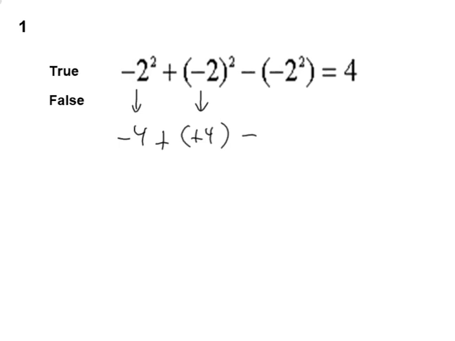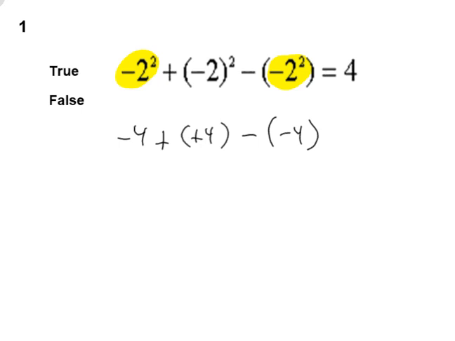And then we have this trick question right in here. Yes, there's brackets, but the exponent is inside with the -2, which means it means the same thing as this question. So this and this are the exact same thing. So therefore, it's take away a -4.